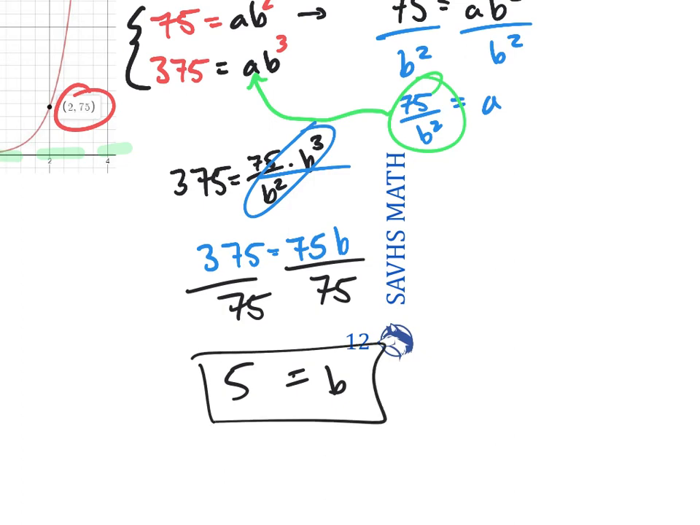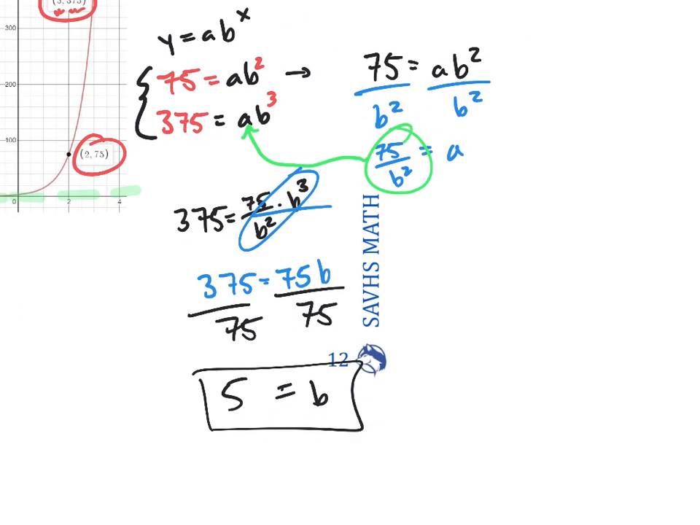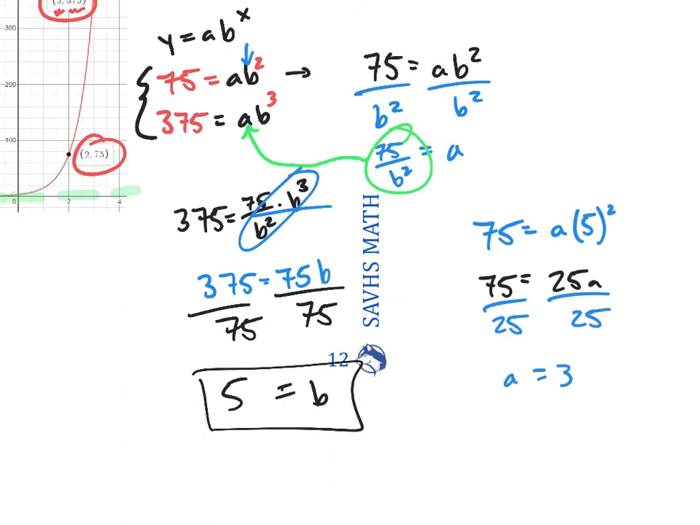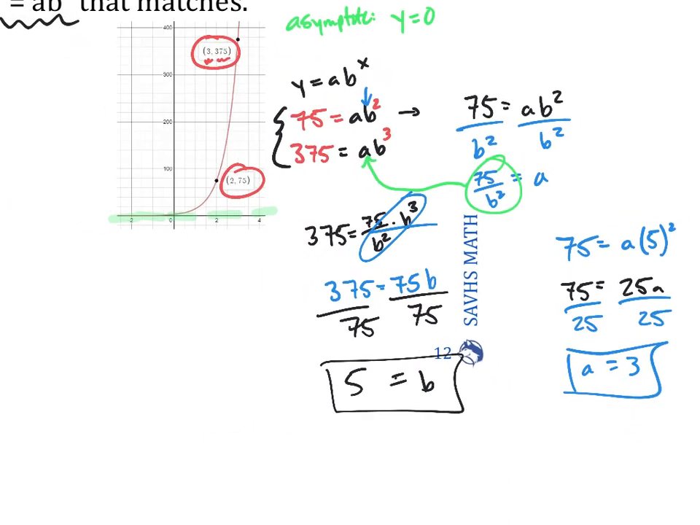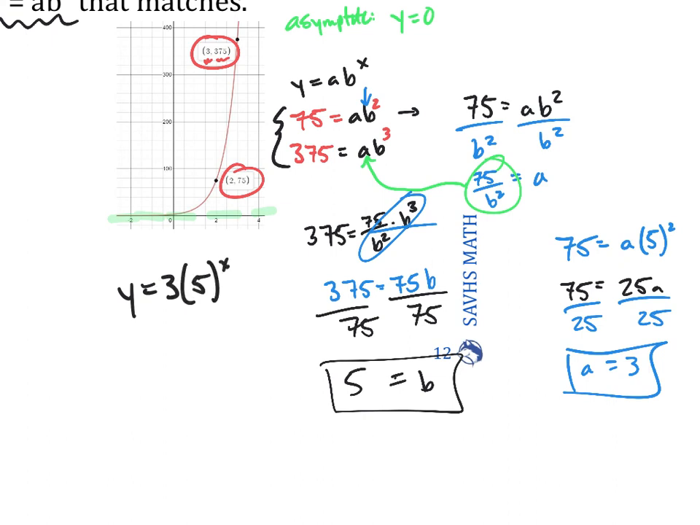So now we know b, so let's figure out what a is. Let's take b and put it back in up here. 75 equals a, and now we know b is 5 squared. Okay, well, 5 squared is 25, so now we have 25a equals 75. And then if we divide both sides by 25, I get a equals 3. So the equation that matches this graph is y equals 3 times 5 to the x.